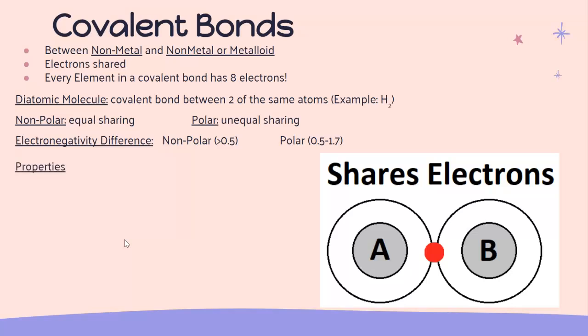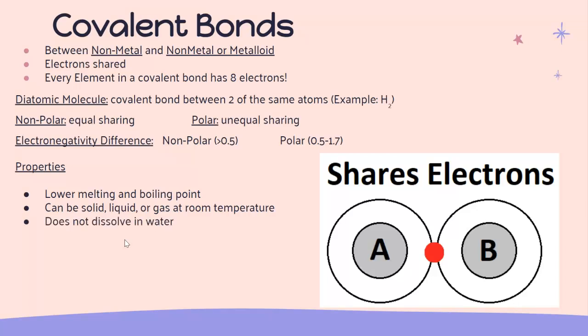The properties of a covalent compound are lower melting and boiling points than ionic compounds. They could be solid, liquid, or gas at room temperature. They do not dissolve in water, and they do not conduct electricity. Examples of covalent compounds are carbon dioxide and water.